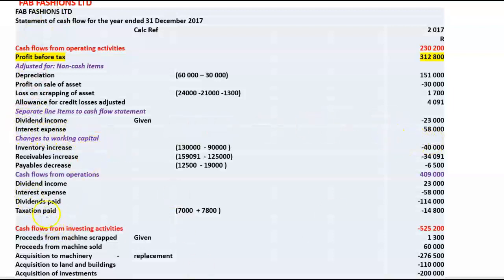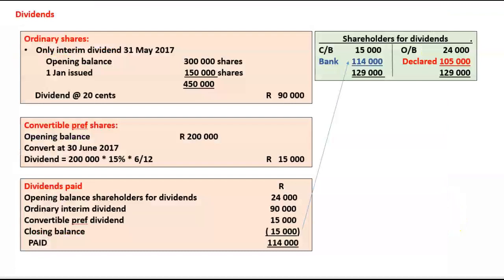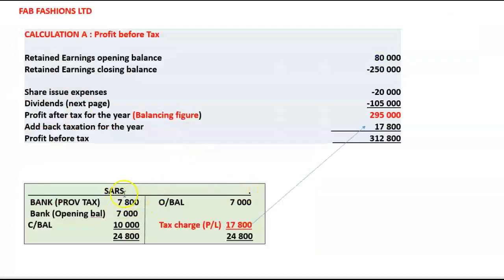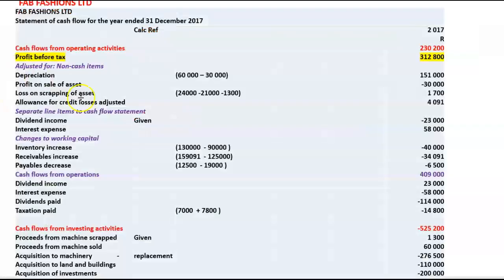And now underneath, we're going to show our separately disclosable items. You could have added dividend income, 23,000 already. Interest expense, 58,000 already. So it's exactly the same. There were no accrued expenses or accrued income applicable. So therefore, the amounts in the income statement also equal the amounts actually received or paid. Dividends paid, we have worked this one out as 114,000, and taxation paid, we have also worked that one out as 14,800. Remember, the taxation paid was the 7,800 plus the 7,000, and that was our 14,800 there.